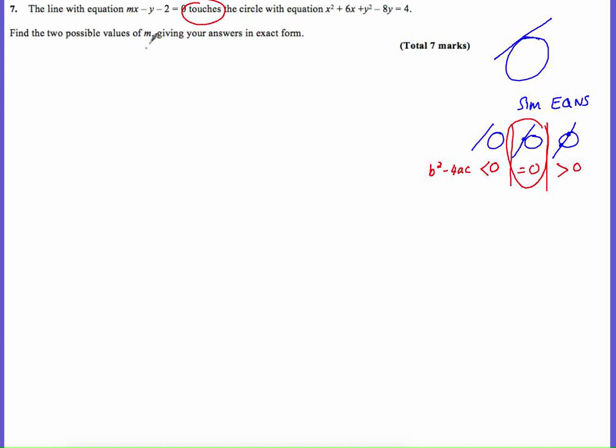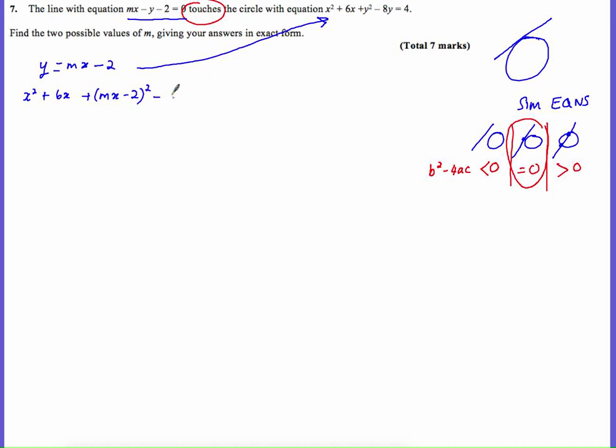I can't believe this, but your first mark on this question came from simply taking this equation and writing it as y equals mx minus 2. And then the next thing you need to do is substitute it into the circle equation. So x squared plus 6x plus (mx minus 2) squared.